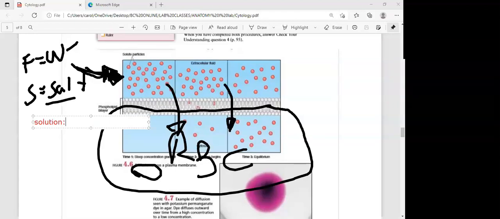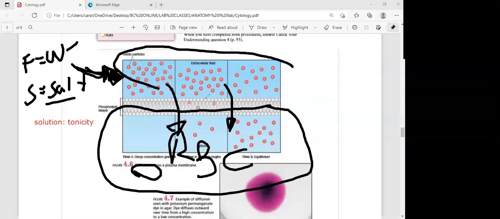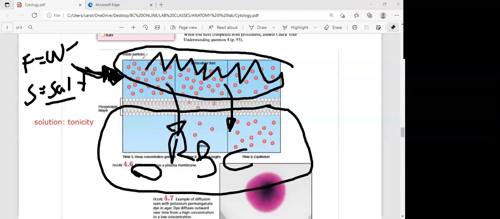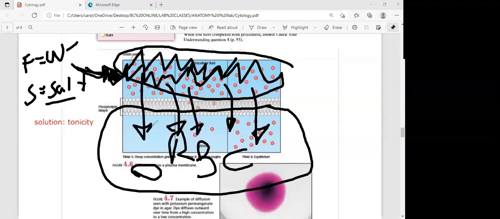So how the solution affects what's going on with the cell, that's going to be called tonicity. So the tonicity is how the stuff that is outside in this solution affects what's going on with the cell. Okay, so then what's tonicity? Tonicity basically is how this stuff that is outside, the tomatoes and the water, affects what's going on inside your cell. And you know, based on what we talked, that that's going to happen no matter what.